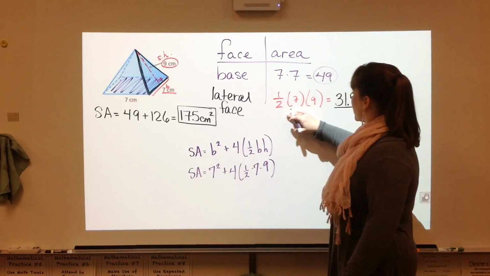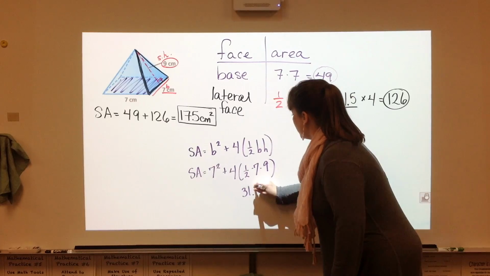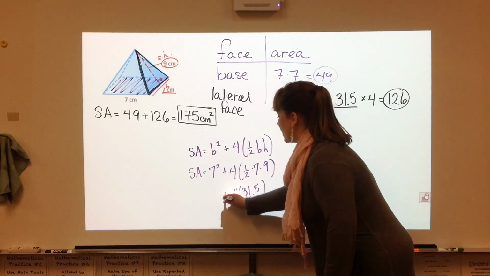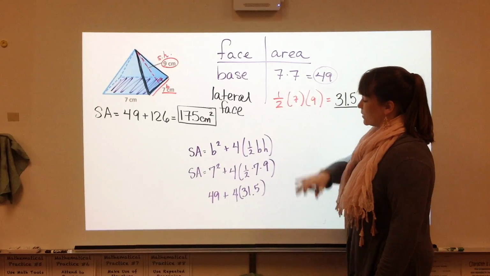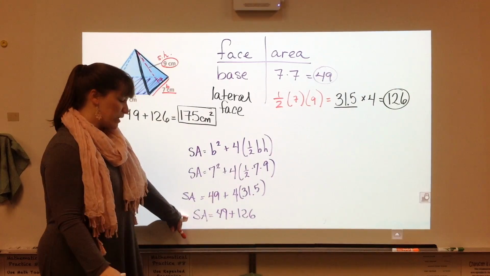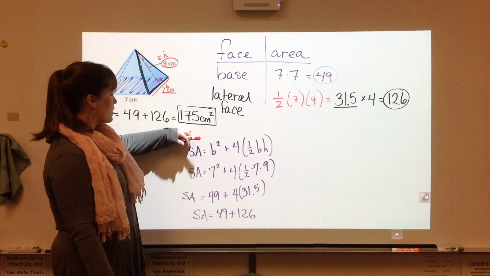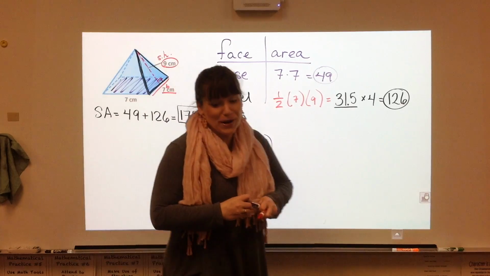You'll notice it's the same math, 31 and a half. That's then being multiplied by 4. When we take 7 squared, same thing as 7 times 7. And you can see we get the same exact answer we got here, 175 centimeters squared.